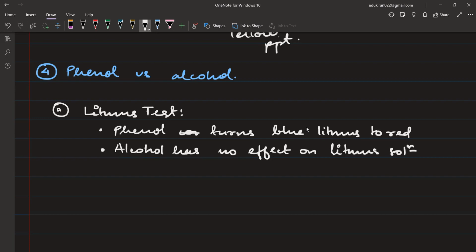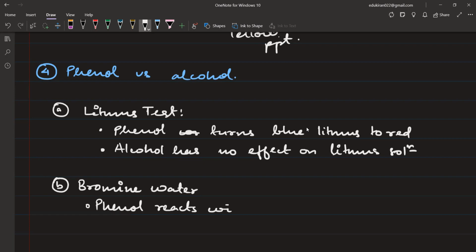Okay. Then B part is bromine water. So phenol reacts with bromine water to give white PPT. Phenol reacts with Br2 aqueous to give white PPT.